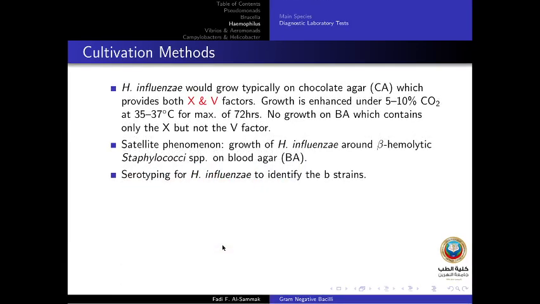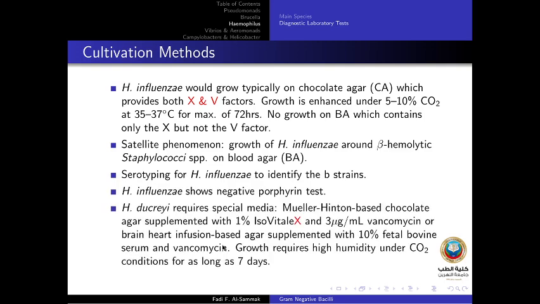Now we can do serotyping for H. influenzae. This is to identify the B strains. And also the H. influenzae shows negative porphyrin test.